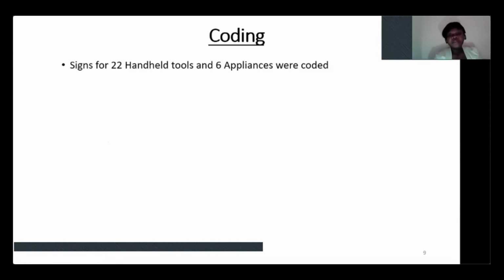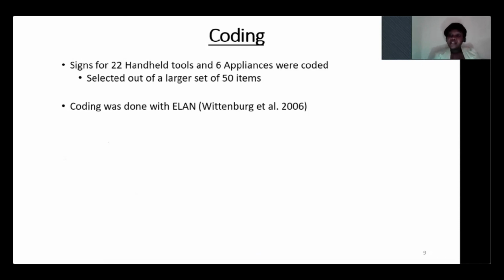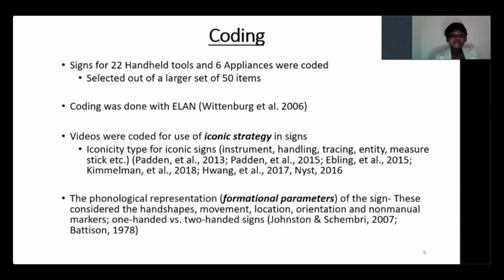So these 22 handheld tools and appliances were coded out of a larger set of 50 lexical items. I coded with ELAN. ELAN is a language annotation software. Maybe some of us here have come across it from the Max Planck Institute. It's very good for annotating spoken language, sign language, gestures, co-speech gestures. And the videos were coded for, 1, the use of iconic strategy in signs. And these iconic strategies or iconic types considered types such as instrument, handling, tracing, entity, measure stick, etc. I will give examples of these on the next slide.